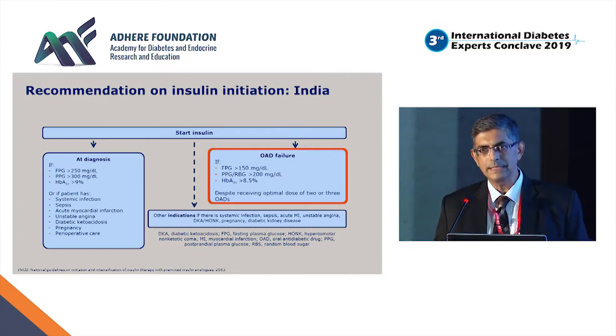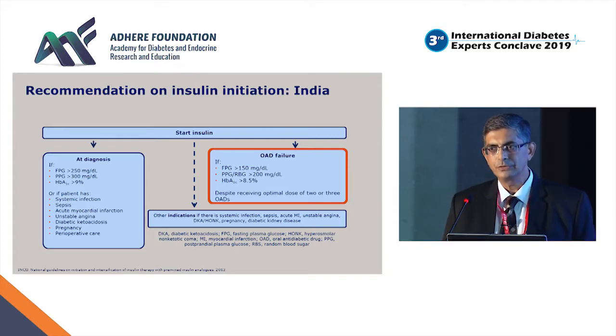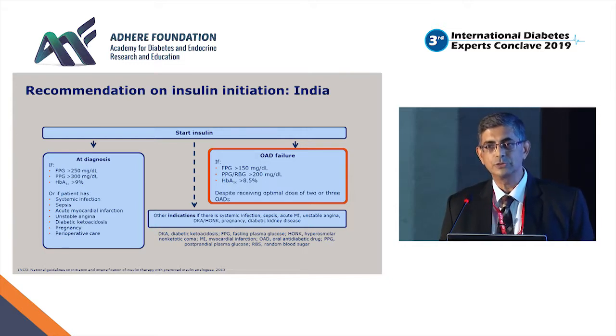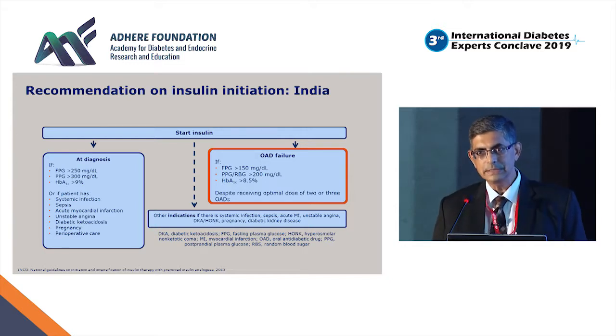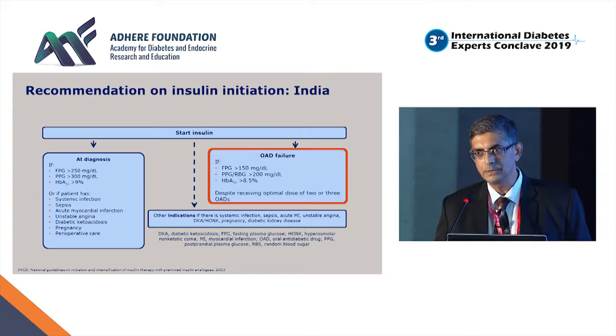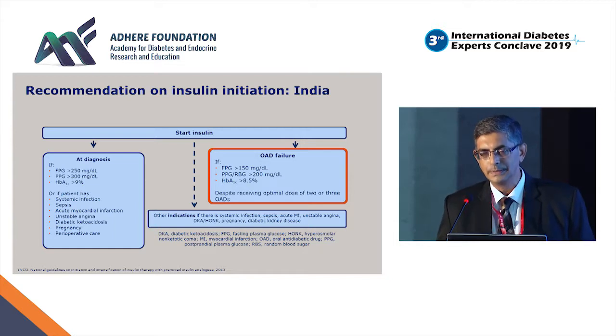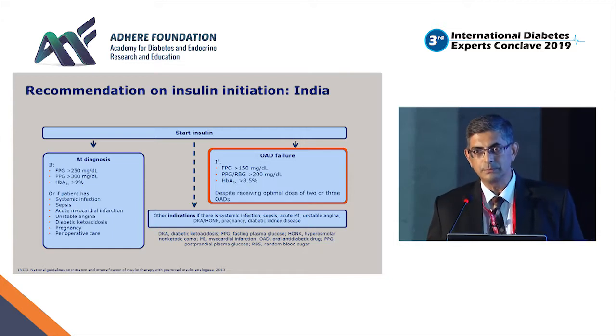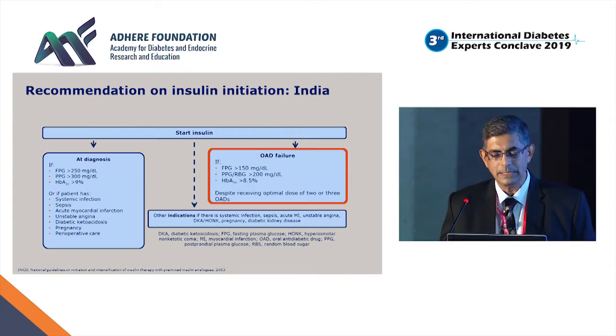We are now reviewing the RSSDI guidelines. We just had a consensus meeting last weekend, and we're trying to review and present to you in about 2 months' time what the national guidelines are going to be. And our recommendation is going to be that if you have 3 agents which you have maxed out in terms of dose, of which one of the agents is a newer agent like an SGLT2 inhibitor, and you don't get to your targets, then likely you need to move your patients to insulin therapy. So this is what we're probably going to talk about in the new guidelines that are going to come in.